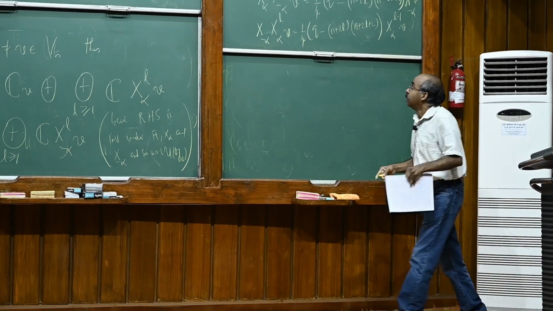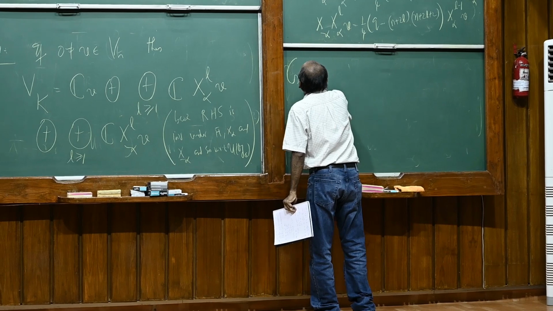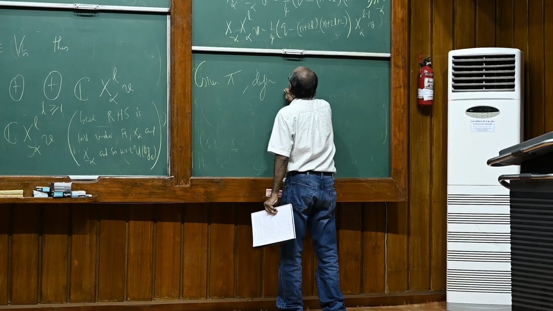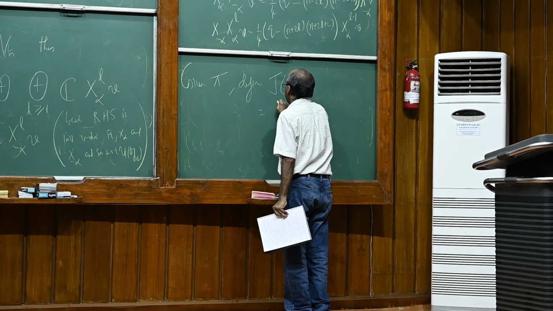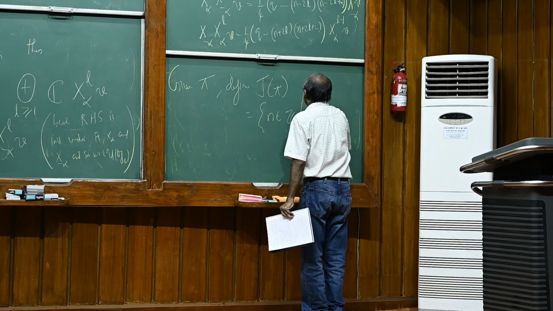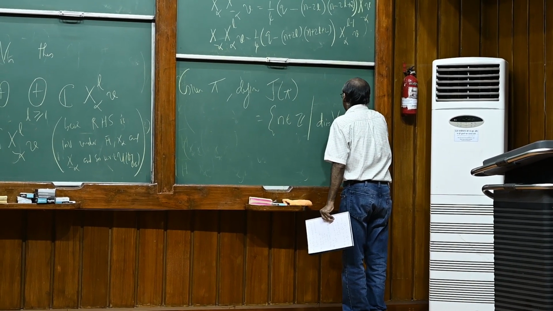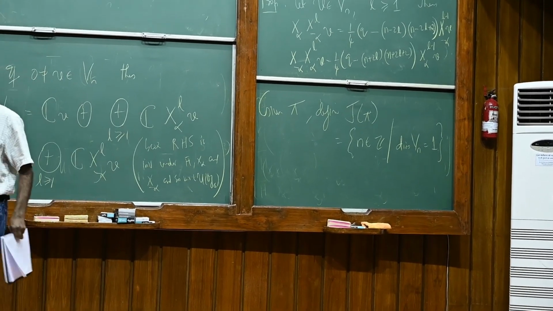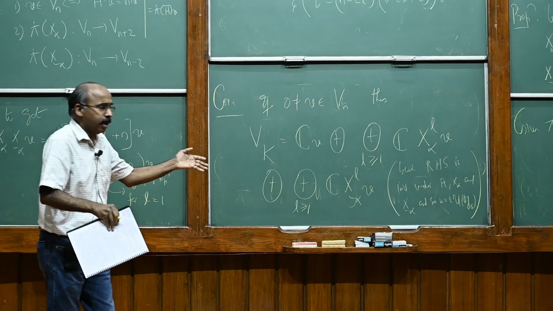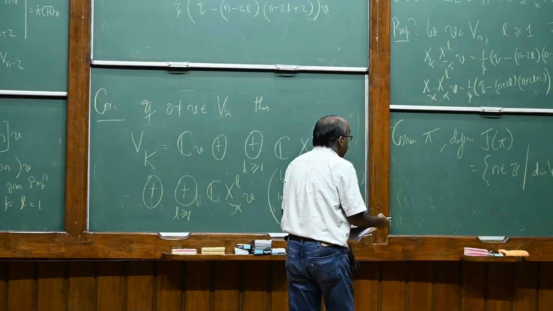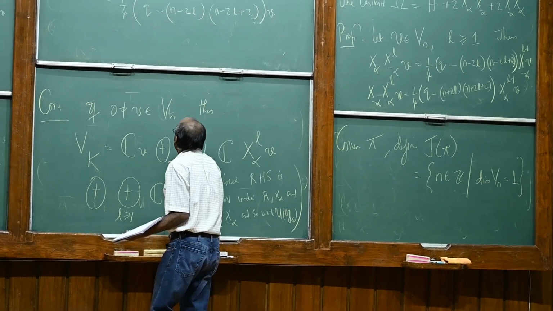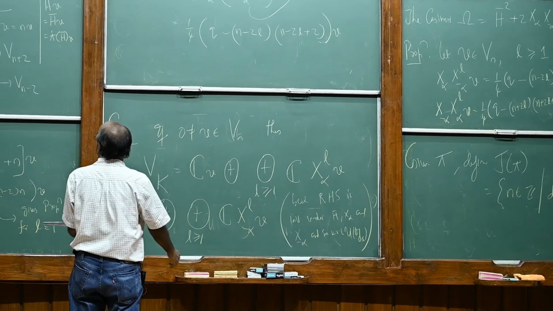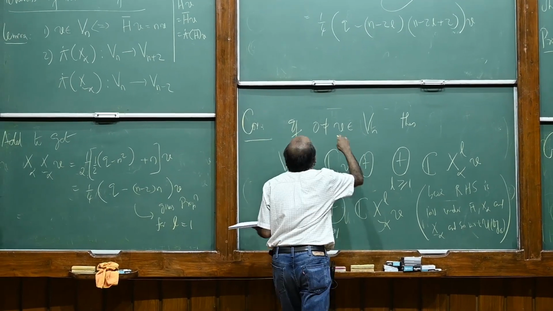So let's see. Given pi, define J pi to be all those n such that the dimension of Vn is equal to 1. Right? So it's either 1 or 0. So I am simply counting all of them which exist in the decomposition. So whatever you were saying just now tells us that. So which one should I keep? Yeah, I'll keep those.